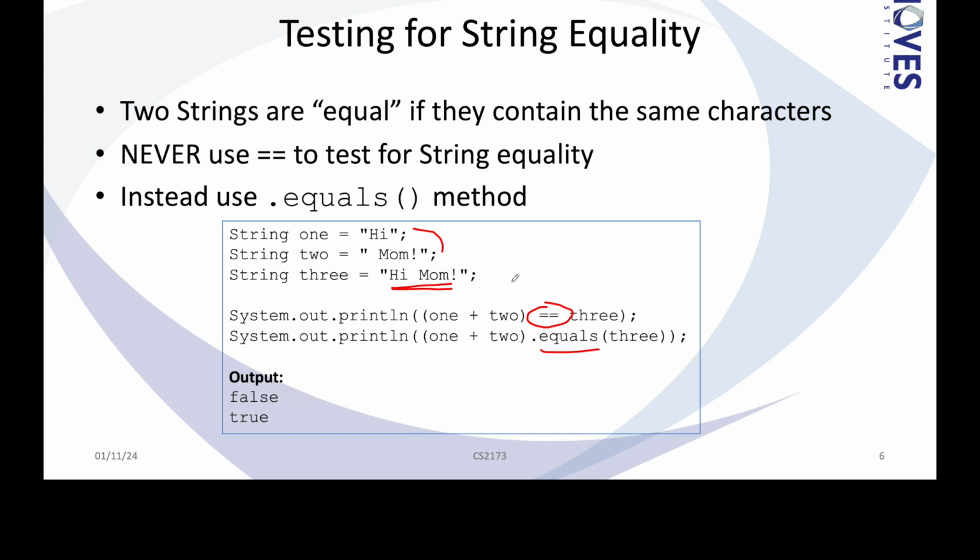Why? Because this results in a new object which is different from this object. So they are not the same objects, but they're the same characters. If I want to test if they're the same characters, I use .equals, and when it comes to strings, you basically just never use this. In fact, NetBeans will actually give a little warning. It says, hey, you're testing toString for equality. You shouldn't be doing that.